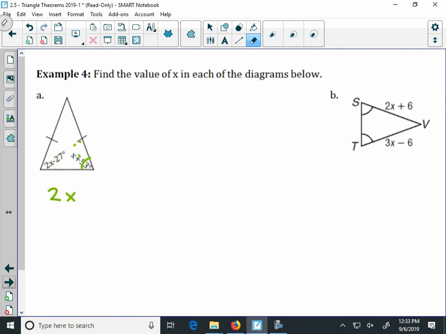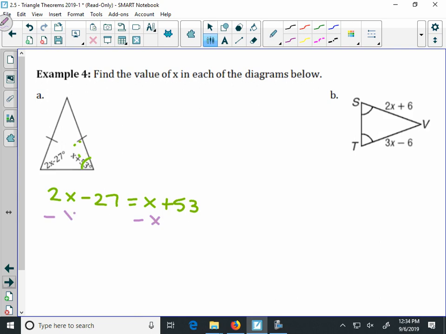I don't remember if it's a minus or. So you do 2x minus 27 equals x plus 15. And then solve. Move the x over. Add 27. So x is equal to 53 plus 27. So x equals 2.